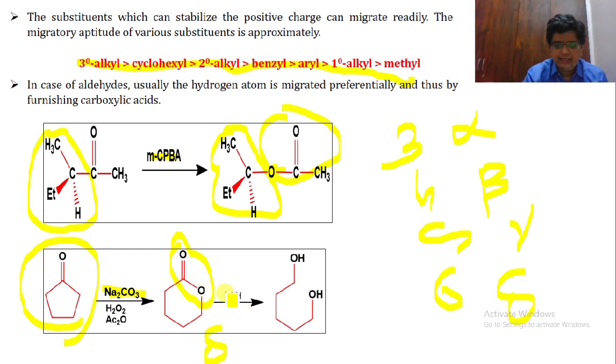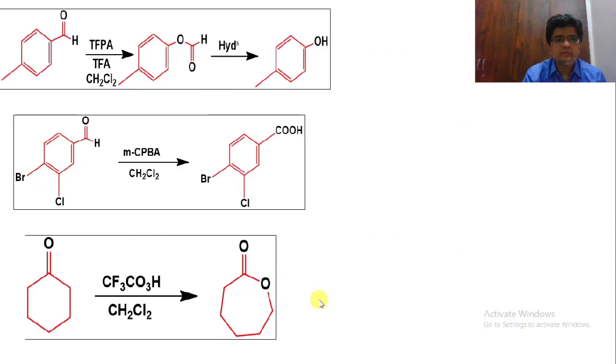Now this is the end of the Baeyer-Villiger, but in examination they may ask what happens when it is reacted with lithium aluminum hydride. So this linkage will be broken down over here. This will produce an OH over here and an OH over here. So that is the reduction of the lactone. Now let us understand more examples.